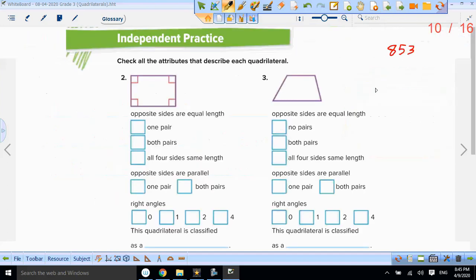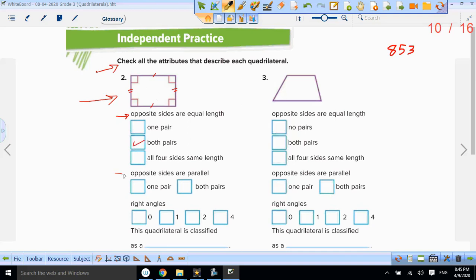Okay, the next one. I want to check all the attributes that describe each quadrilateral. For this one, opposite sides are equal length for one pair or both pairs, or all four sides same length. Look at this shape. For the equal sides, we have this side equal this one, and also this side equal this one. So we have both pairs.